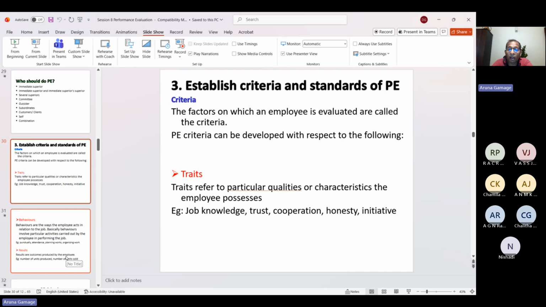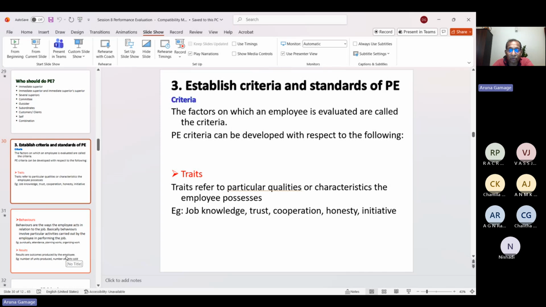Criteria are to be developed with respect to three facets. One is trait. Criteria can be established with regard to traits of employees. Trait refers to particular qualities or characteristics the employee possesses. For example, job knowledge is a trait, trust is a trait, cooperation is a trait, honesty is a trait, initiative. These traits matter a lot, right? They influence the level of performance. Job knowledge makes an impact on the performance of employees.